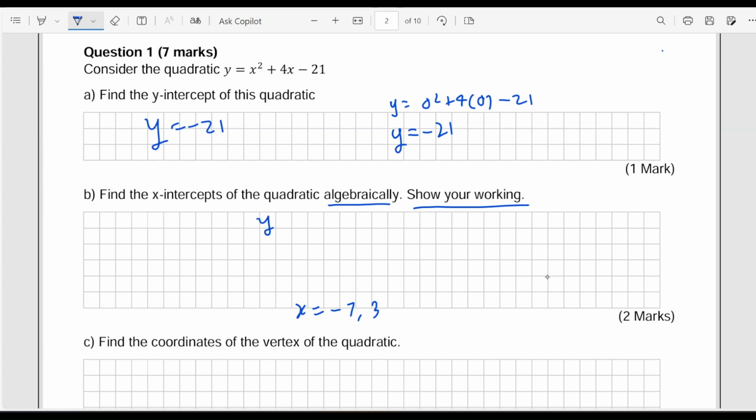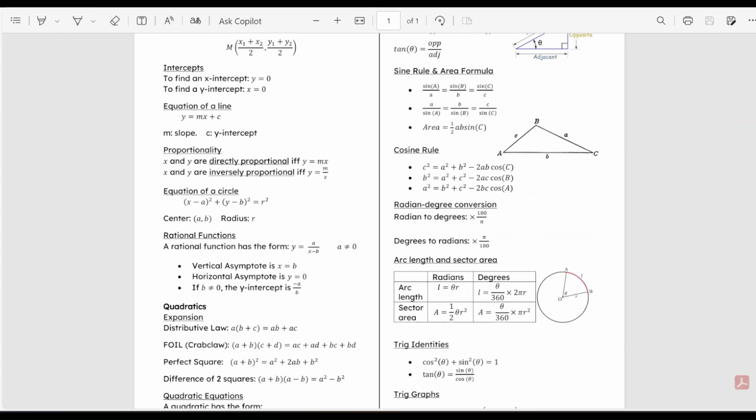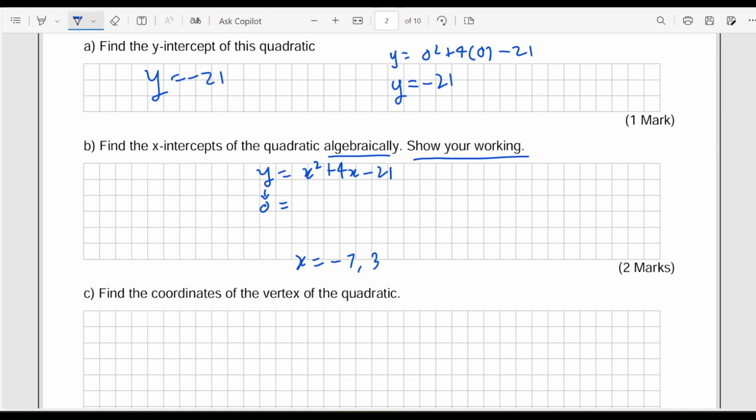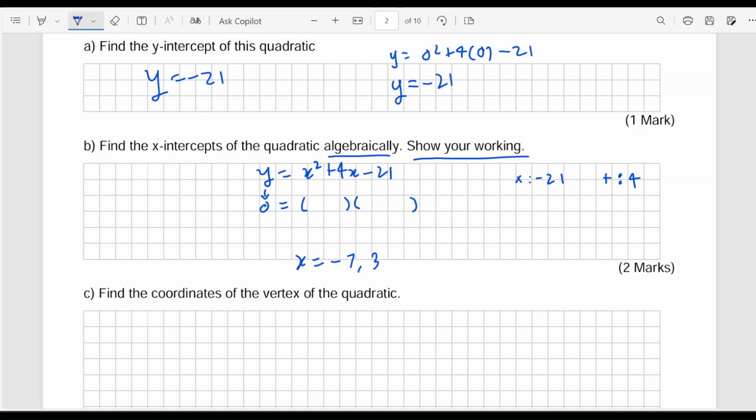But basically the way that you're going to do it is you're going to look at this, x squared plus 4x take 21. You're trying to set y equal to 0 to find the x-intercepts. That is actually on your formula sheet, sort of up there. And then we're going to look at sum and product. So we need two numbers that times to give minus 21, and they add to give me 4. So if you think about this for a while, those numbers are going to be 7 and minus 3.